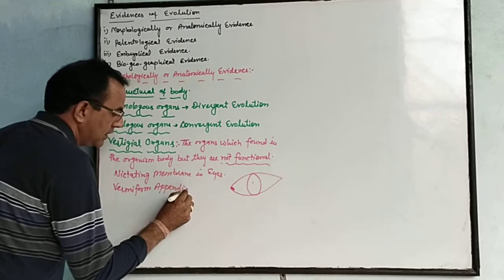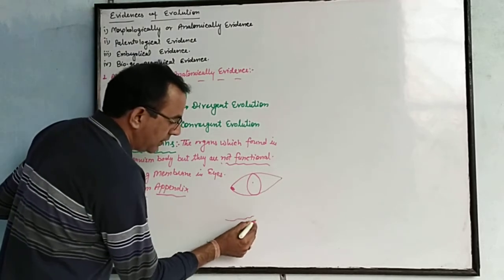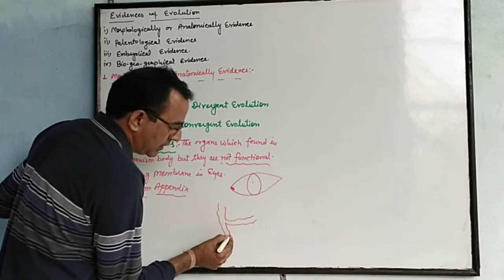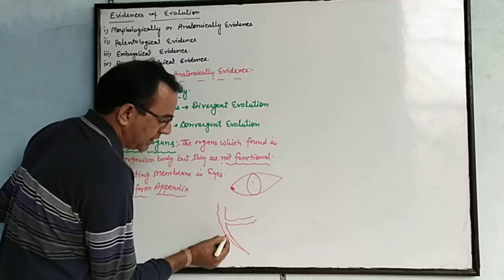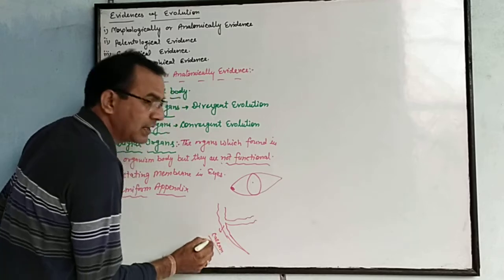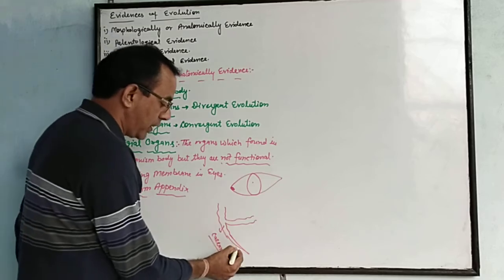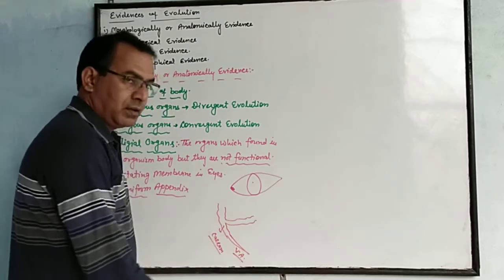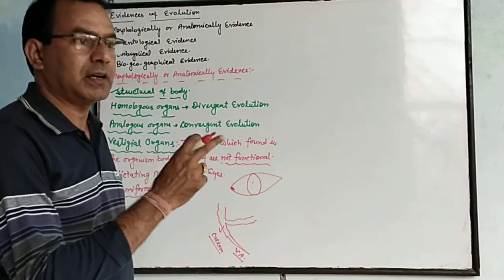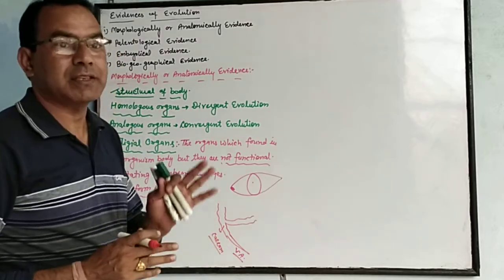Vermiform appendix is a finger-like projection that is present at the cecum. The small intestine opens into the large intestine, and lower towards the large intestine a finger-like projection is present. This portion is called cecum, and cecum is a part of the large intestine. At the base of the cecum, a finger-like projection is called the vermiform appendix. This is non-functional, but in the earlier stage, the vermiform appendix was the storage of cellulose.